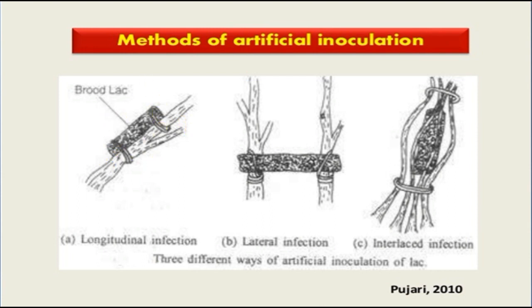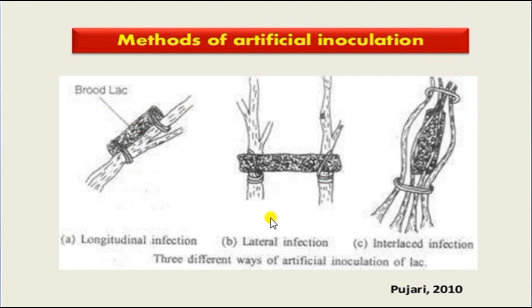In our previous class, we have seen that the end of the egg laying is indicated by the yellow dot in the female cells. So as soon as we get that indication, the brood lacs are collected and kept for 2 weeks. Later on, they are artificially inoculated with these methods. There are three methods involved, starting from the longitudinal infection, where the brood lac will be kept longitudinally with the twigs and they are tied.